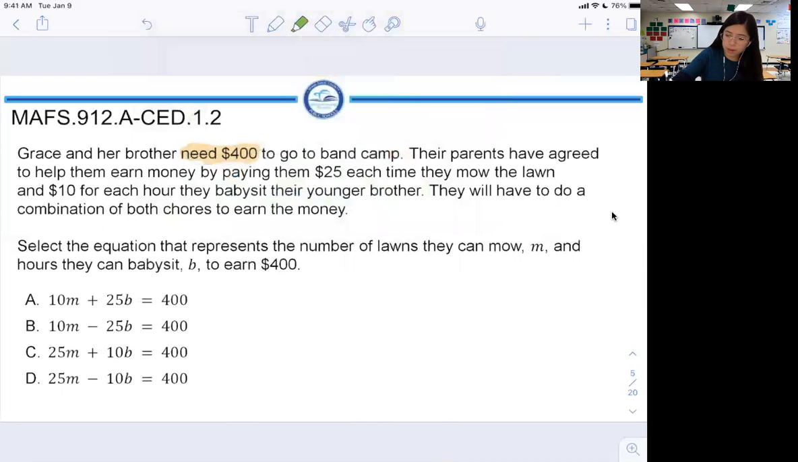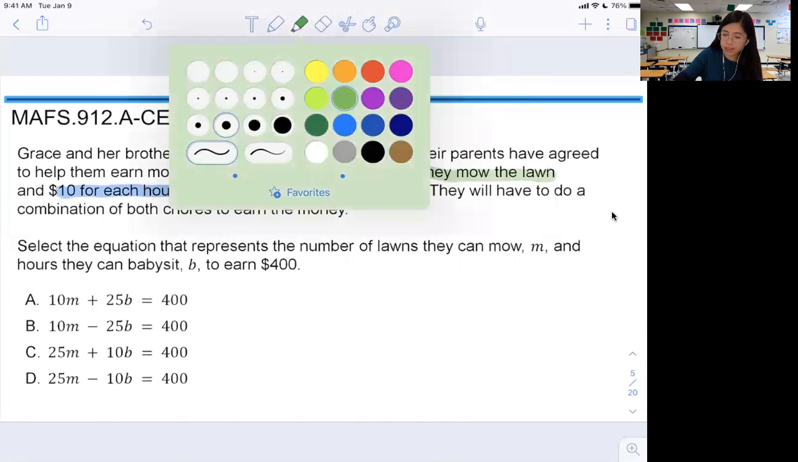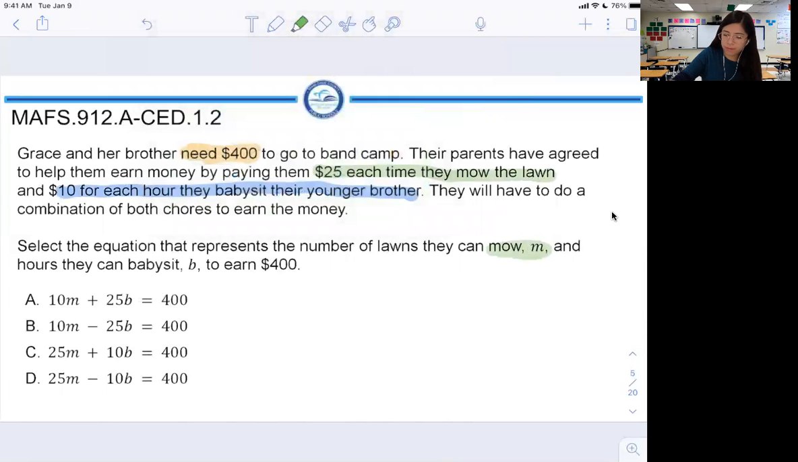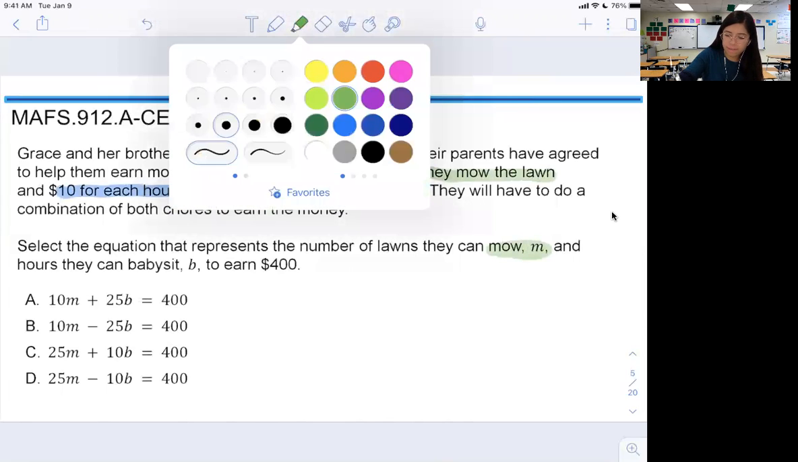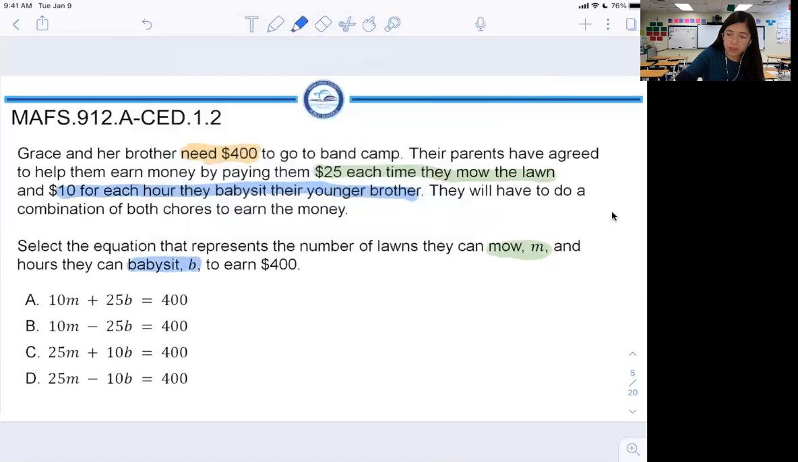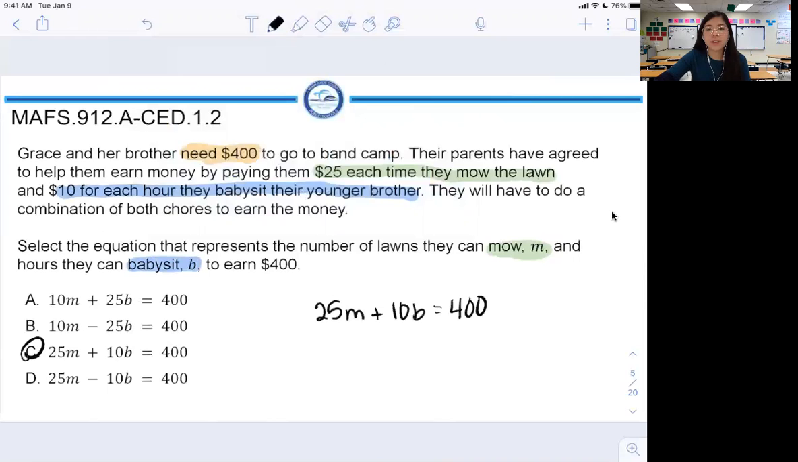Okay, we know that 25 is for mowing the lawn and 10 is for babysitting. We know that the lawn mowing is M and the babysitting is B. So very similar to the previous problem, this is going to be 25M plus 10B equals 400. Easy peasy. Not too bad so far. Let's go ahead and move on to number 3.